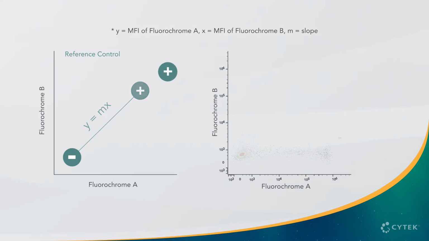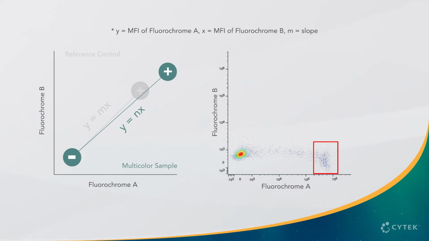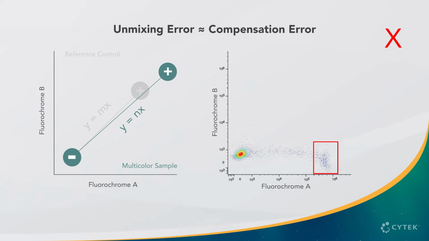If the positive particle in the reference control is dimmer than in the multicolor sample, the linear fit may be inaccurate, which can cause an error that is visually apparent as an unmixing error. This appears similar to a compensation error in conventional cytometry.